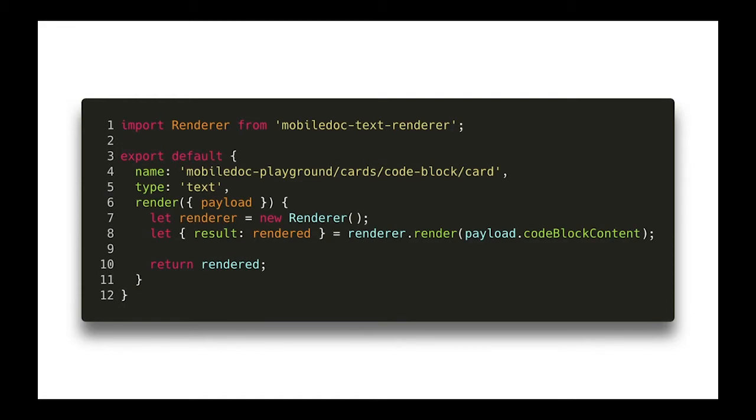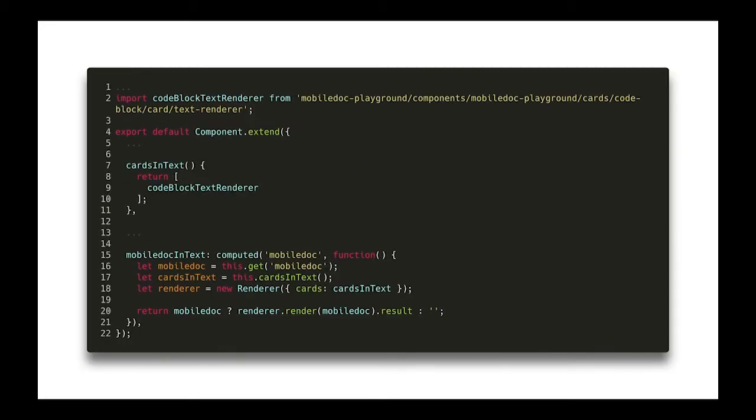We extract the code block content key from the payload. Because this is our nested mobile.content, we then create a new instance of the mobile.textRenderer to render the text contained within it, and then pass that on as the result of the render function. We then need to register this file with the text renderer we're using in the output area of the demo app. I've cut out the unchanged parts of this file to try and make the example a bit more concise.